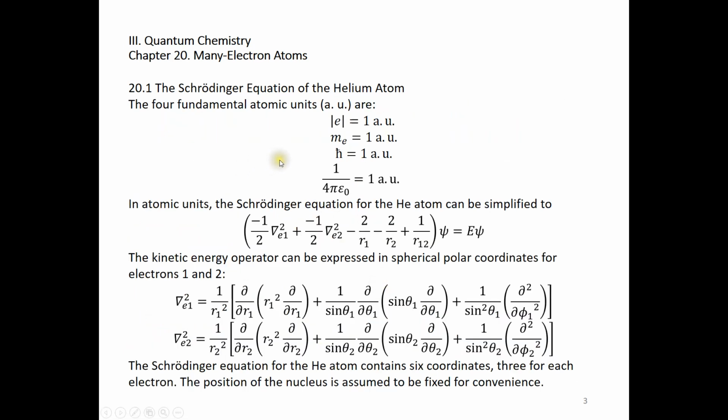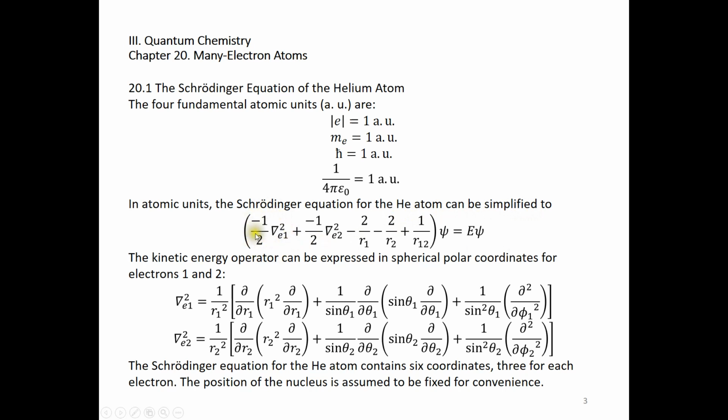There are 4 fundamental atomic units. The charge of an electron is 1. The mass of an electron is 1. H bar is 1. 1 over 4 pi epsilon 0 is 1 in atomic units. So in atomic units, the Schrödinger equation for the helium atom can be really simplified to this.